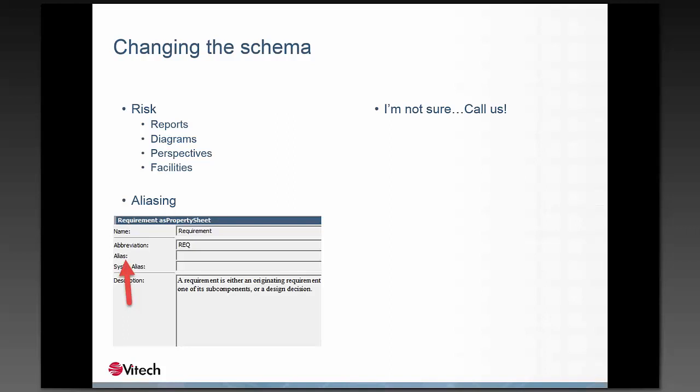Now, when you use an alias, everywhere Core would have shown the original name, it will display the alias instead. And the magic here is that it preserves all of the function that is based upon that class name, specifically all of the function of the reports.